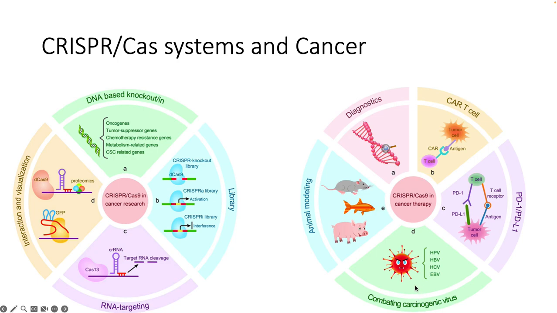You can also combat carcinogenic viruses by editing the virus's DNA itself and making it unreplicable. We can also use it in animal models so we can understand how using CRISPR in an organism is affected versus just looking at it in a single cell. And we can use it for diagnostics as well, because it's a very good search and finder, basically. That's what it's doing in a diagnostics context.